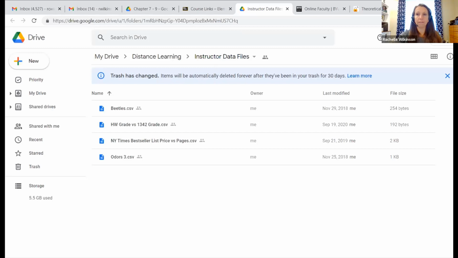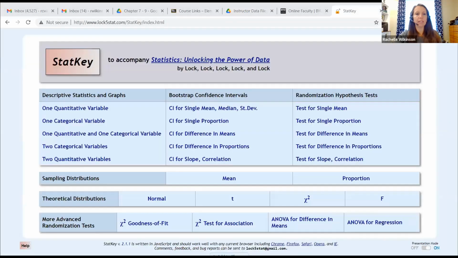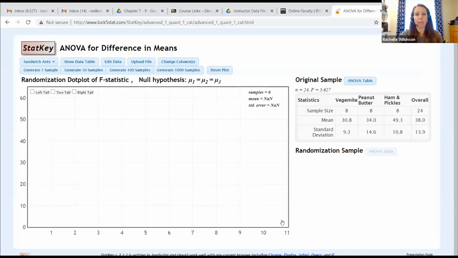Once you've downloaded that file, go back to StatKey or open up StatKey if you don't have it open already. In StatKey, at the bottom where it says ANOVA for difference in means, on the very bottom row, third one over. This is how we're going to have StatKey compute that F statistic for us. So click on that. And then we're going to upload the file that you just downloaded.